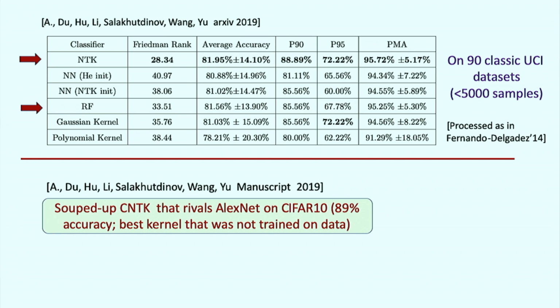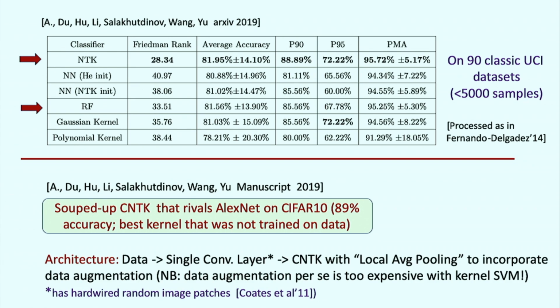Then there's another manuscript with the same set of authors where we test the convolutional version of NTK. And there we find that it rivals AlexNet, the original deep net that got attention on CIFAR10. So it gets 89% on CIFAR10. And this is the best kernel that was not trained on the data. The architecture involves the CNTK with average local pooling, which is something we introduced, which is a kind of way to incorporate data augmentation. Many of you know about data augmentation, and that's just very difficult with kernel methods because if you increase the data, there's a quadratic penalty in the running time, and this has data augmentation built in.